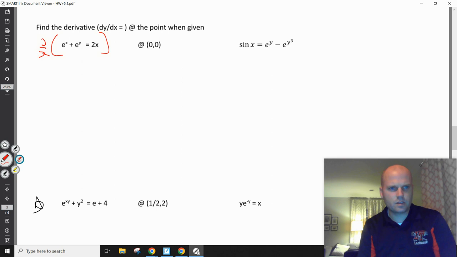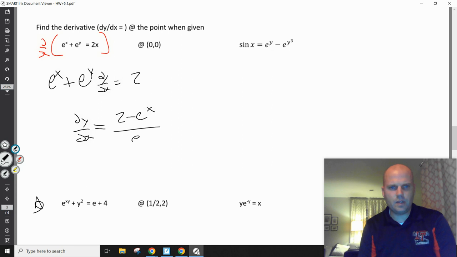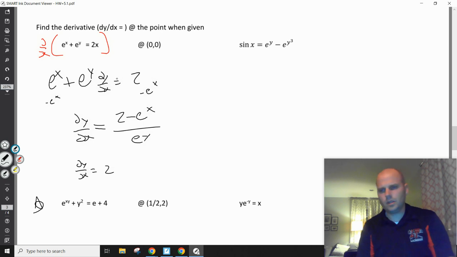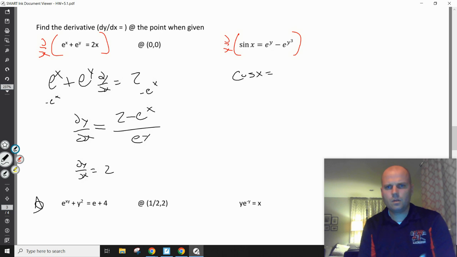Just do them anyways. Derivative of e to the x is e to the x. Derivative of e to the y is e to the y times dy dx. Subtract e to the x. Divide by e to the y. Okay, plugging in 0, 0, you get 2. You can look at the graph. Derivative of this guy. E to the y's derivative is e to the y times dy dx.